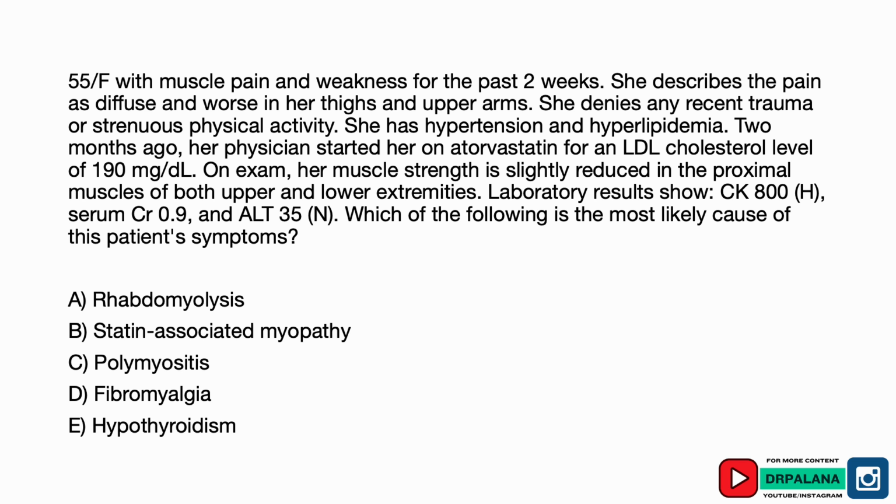On exam, her muscle strength is slightly reduced in the proximal muscles of both upper and lower extremities. CK is elevated at 800, but serum creatinine and ALT level are normal. Which of the following is the most likely cause of this patient's symptoms? Rhabdomyolysis, statin-associated myopathy, polymyositis, fibromyalgia, or hypothyroidism? In this case, the correct answer is B, statin-associated myopathy.